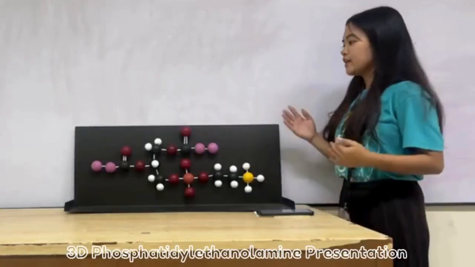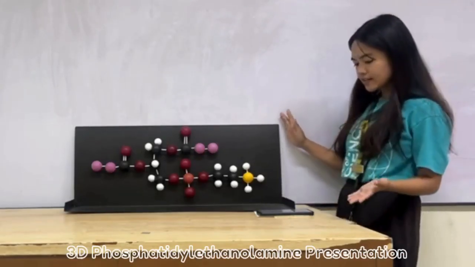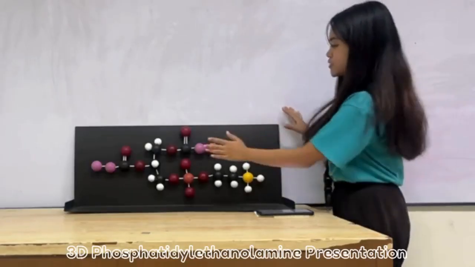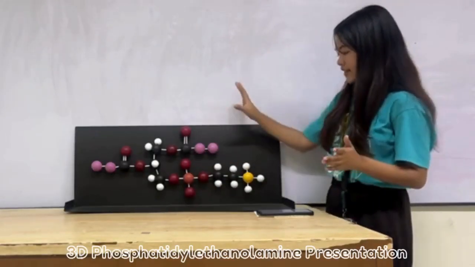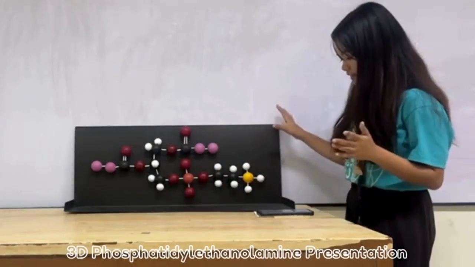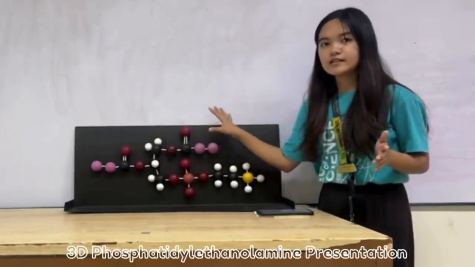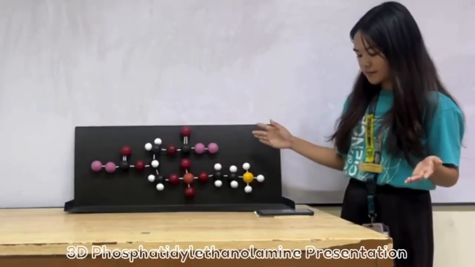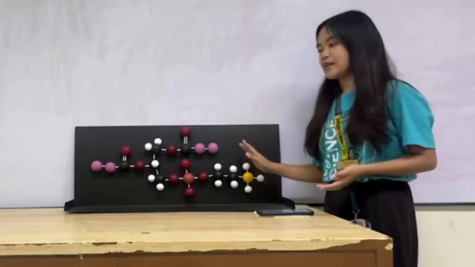Here we have the 3D model of phosphatidylethanolamine. Again, we have the glycerol backbone, a phosphate group attached to the third carbon, and an ethanolamine attached to the phosphate group, and then the two fatty acid chains attached to the first and the second carbon, which make up its non-polar tails and make the molecule amphipathic.